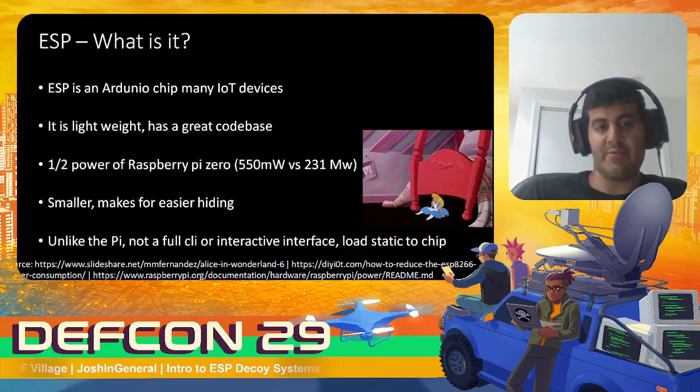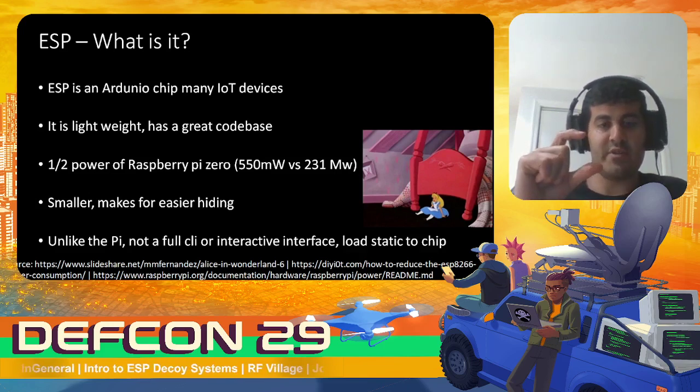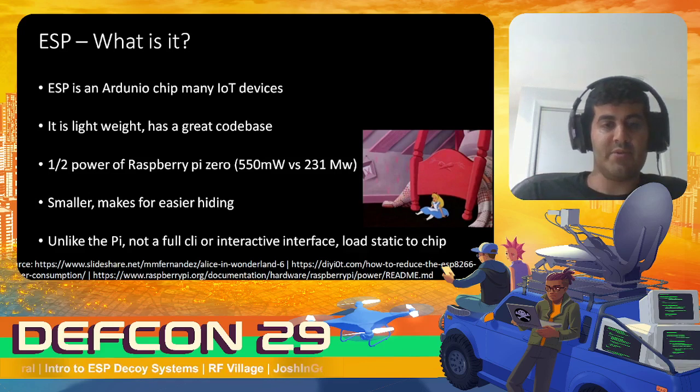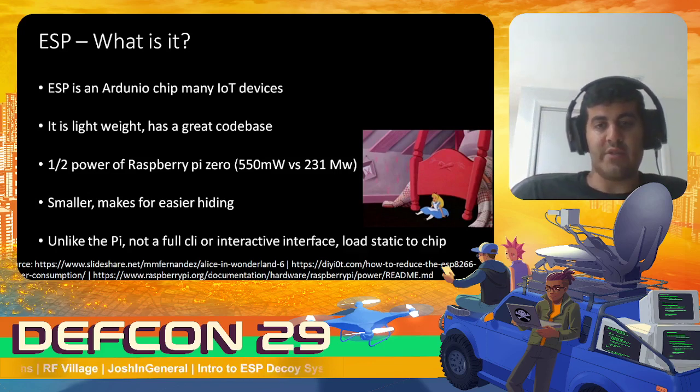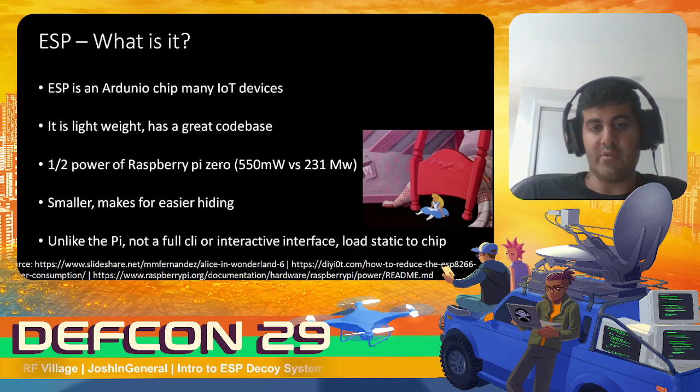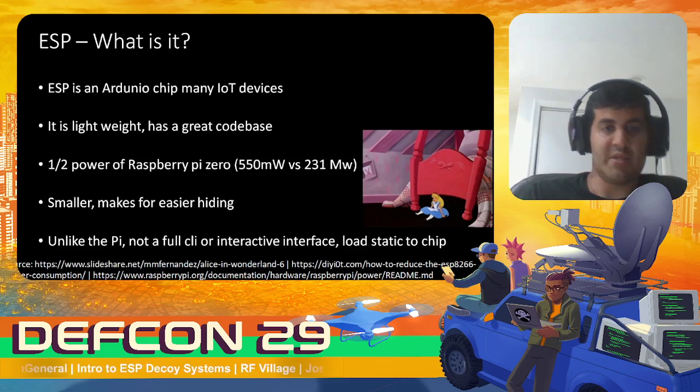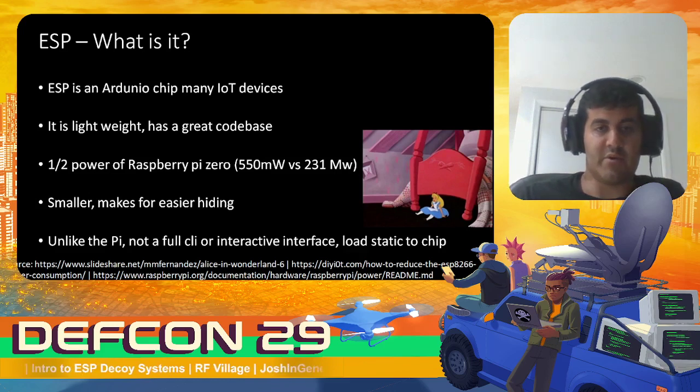Some of you have probably played with the Raspberry Pis. Raspberry Pi also has a very small form factor one called the Raspberry Pi Zero that they came out with a few years ago. The ESP is about half the power of that. During my research, I found that it takes 231 milliwatts, where the Raspberry Pi is at 550. So basically, it's going to last longer on whatever power source you give it. It's also slightly smaller, which makes for easier hiding in our particular application.